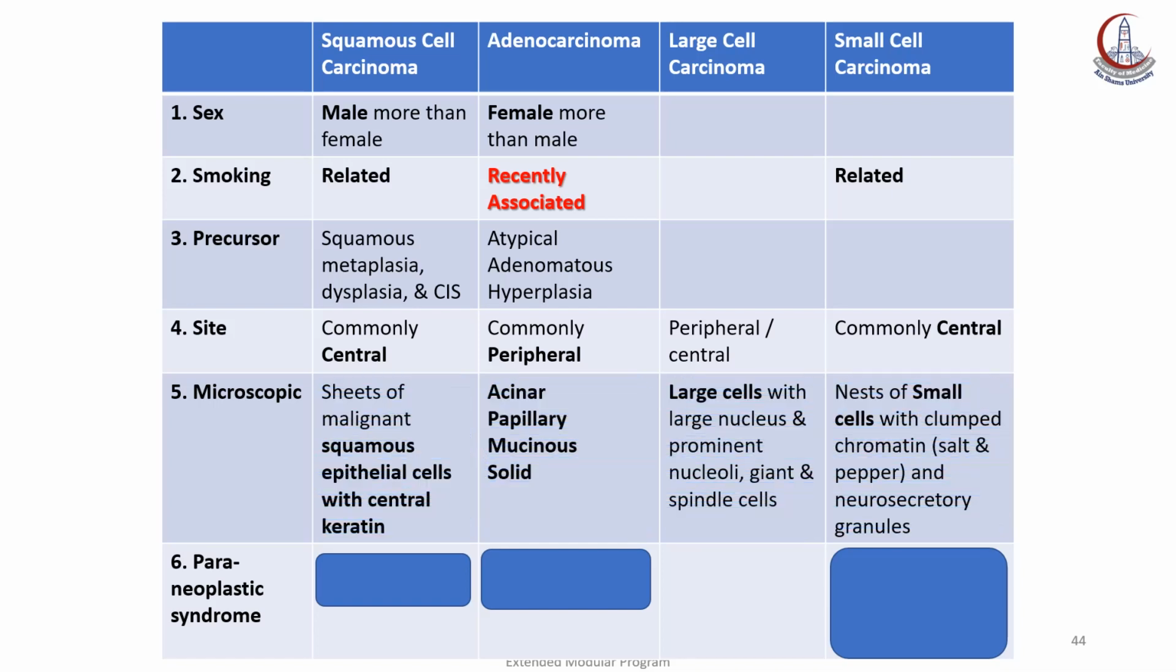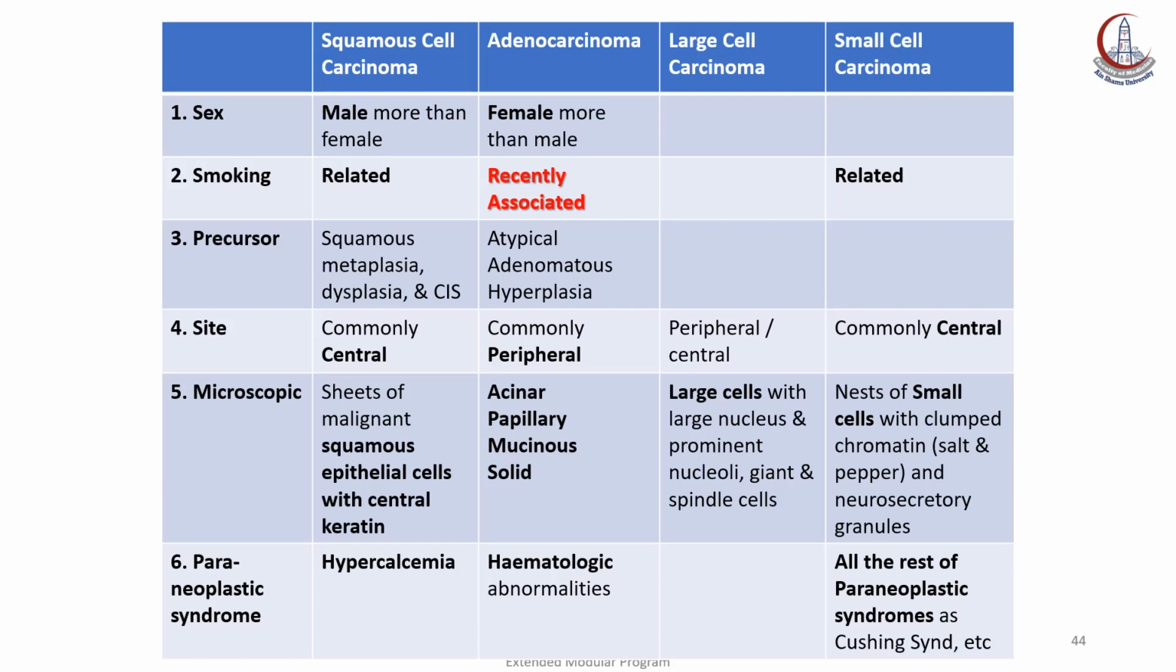The microscopic picture of squamous cell carcinoma formed of groups of malignant squamous cells with central keratinization. Adenocarcinoma having different pattern like acinar, papillary, mucinous, and solid. A large cell carcinoma formed of large cells with large nucleus and prominent nucleoli and scattered abnormal mitotic figures. Giant cells can be seen. Small cell carcinoma formed of nests of small cells with granular clumped chromatin. We call it salt and pepper appearance of the nuclei, and also have neurosecretory granules in the cytoplasm.